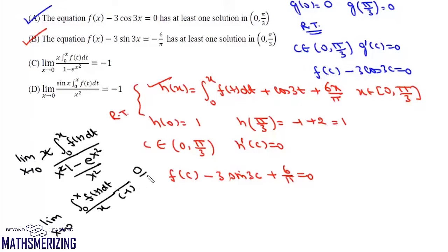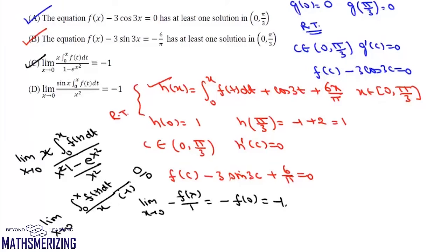Now this is 0 upon 0 form. If we use L'Hopital's rule, we can write the limit x tends to 0 of f(x) upon 1, and this minus, which is equal to minus f(0), and the value of f(0) is 1. So the value of this limit is minus 1, which means this option C is also correct.